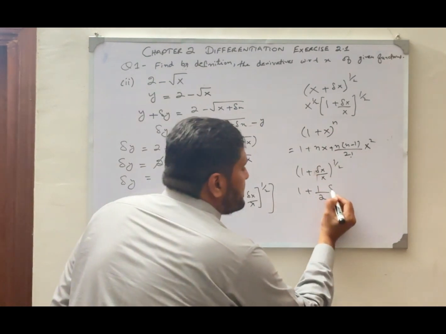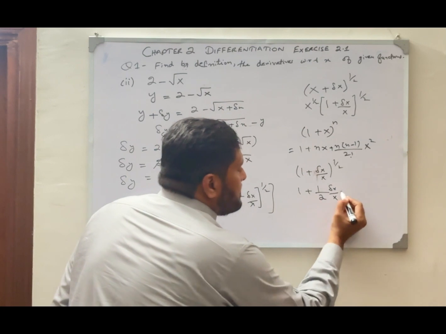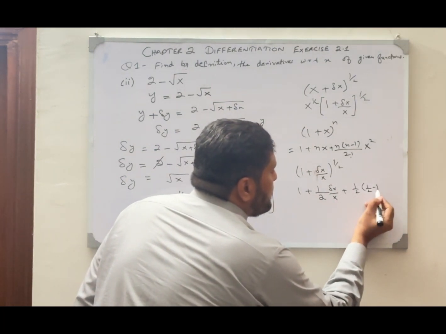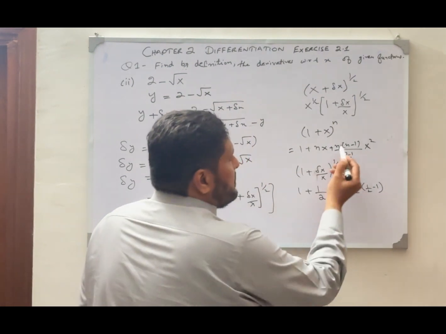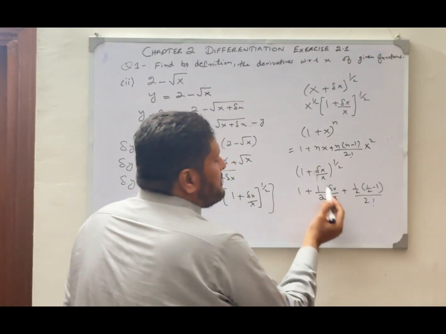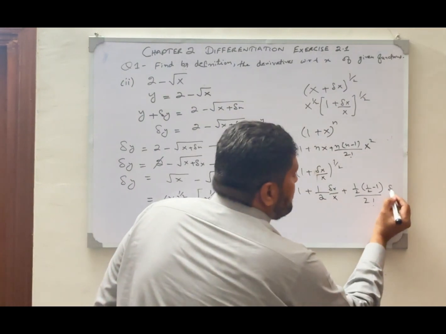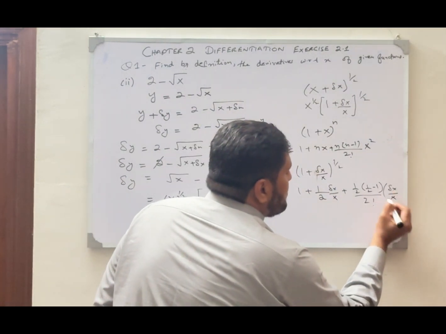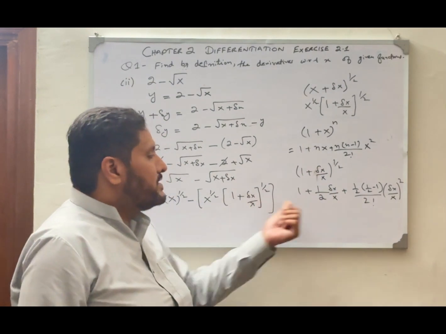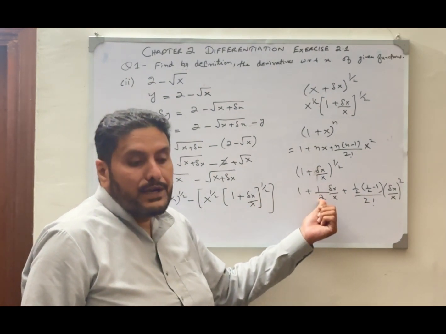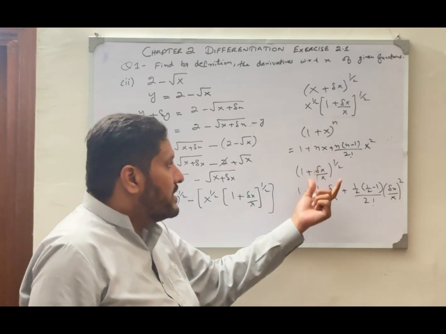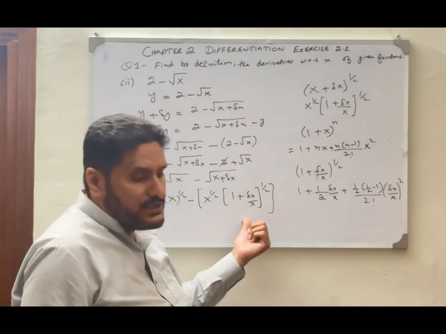so this will become 1 plus 1 by 2 into x. So our x is delta x over x, plus n, 1 by 2 into n minus 1, 1 by 2 minus 1, over 2 factorial into x square. Our x is delta x over x, so we write it as delta x over x whole square. So this will be the simplification of this term by using the binomial expansion. So now we use these expansions over here in this term.